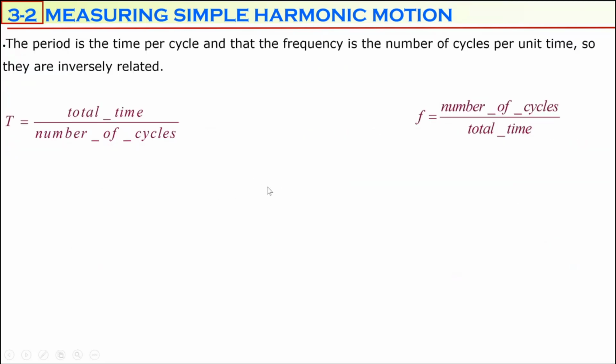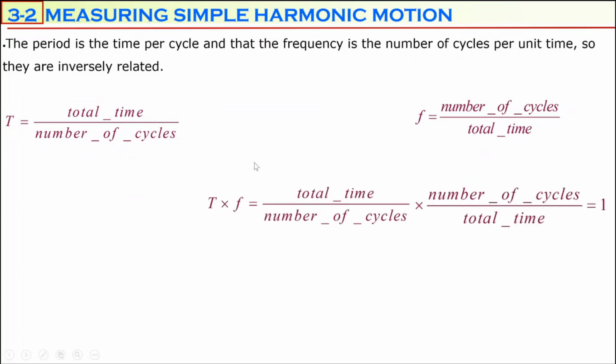But as I said, frequency and period are inversely related, because period for a vibrating object is calculated by total time divided by number of cycles. But frequency is calculated by number of cycles divided by total time. If I multiply frequency and period of a vibrating object, you are going to see that the total times simplify, number of cycles simplify, and the result will be 1. So if you multiply frequency and period of a vibrating object, you will always get 1.